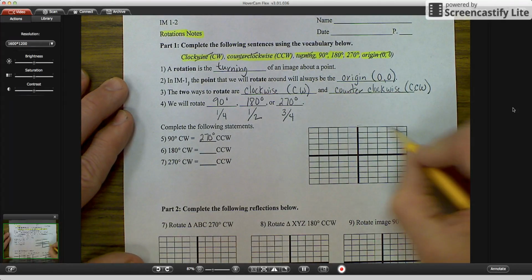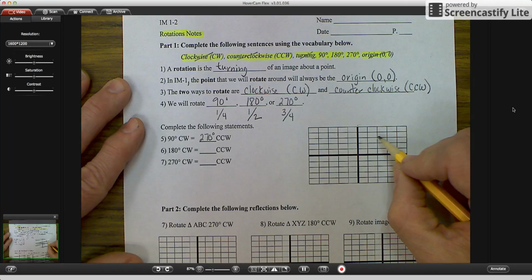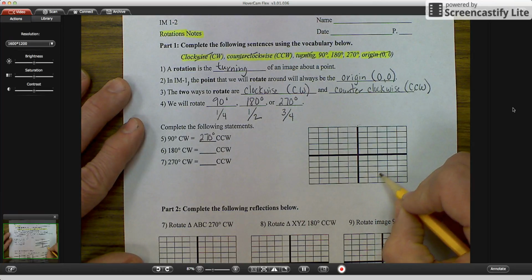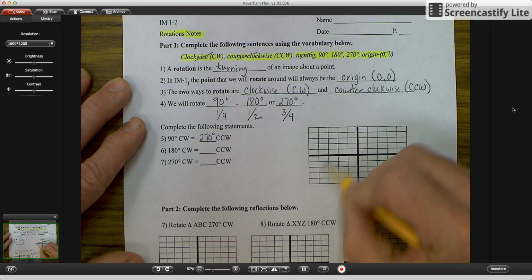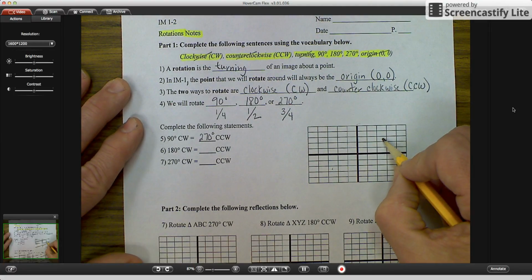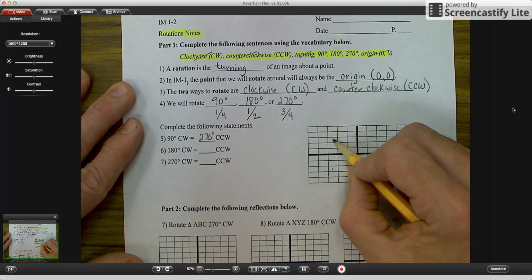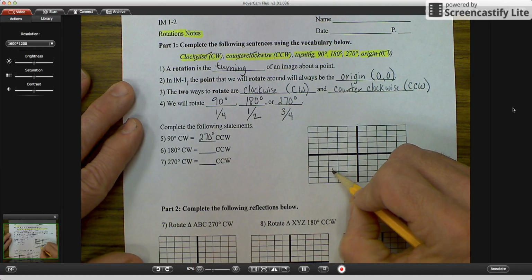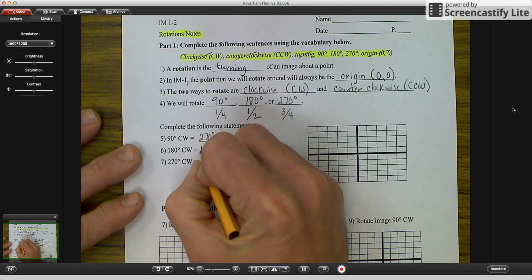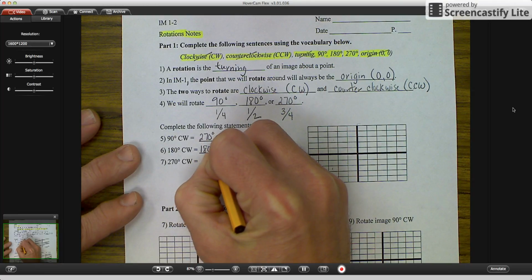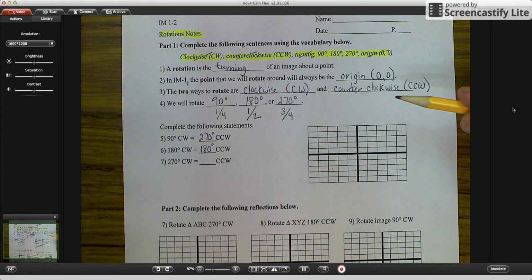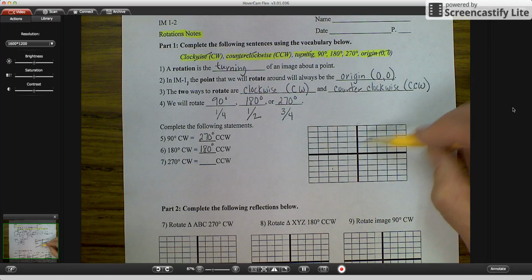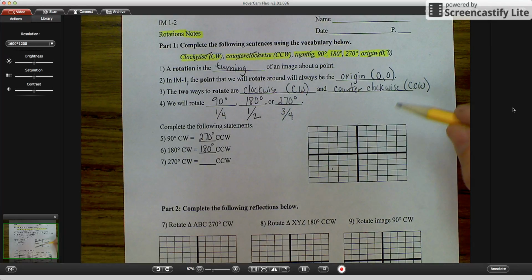If we're in quadrant 1 and we're going 180 degrees clockwise, we would go a quarter of a turn, a half of a turn. Okay, so we would wind up in quadrant 3. If we're in quadrant 1 and we go counterclockwise, a quarter of a turn, a half of a turn. So we would wind up actually at the same place. And if you think about it, 180 is half of 360. So a half turn would be the same in both directions.